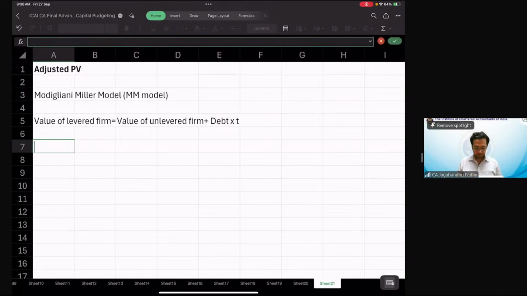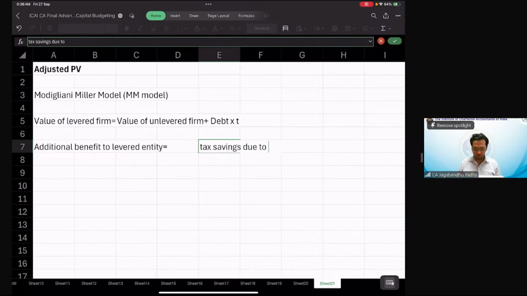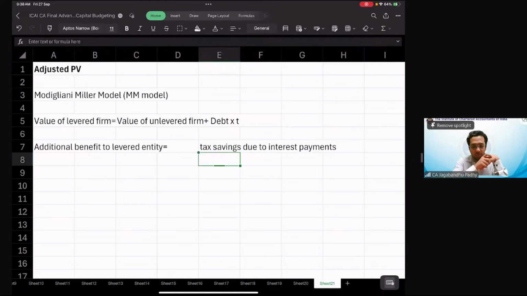Okay. So, what is the additional benefit to levered entity? Additional benefit to levered entity was tax savings due to interest payments. Right? So when you pay dividend to your shareholders, are you getting any tax benefit on that? If you pay dividend to your shareholders, do you get any tax savings? Is dividend a deductible expenditure?